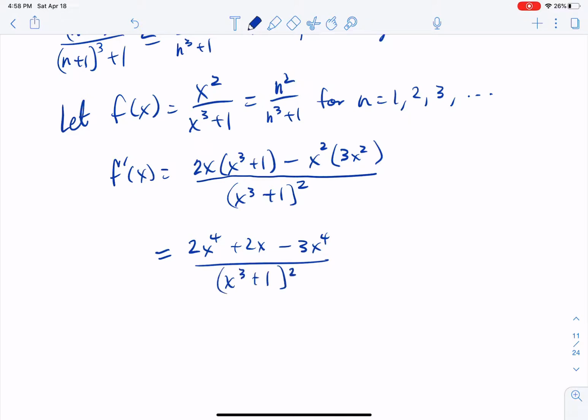Okay, and let's see, combining some like terms, it looks like we have a negative x to the fourth plus 2x cubed, plus 1 squared still. And maybe one more thing, let's pull out a negative x cubed plus 2.